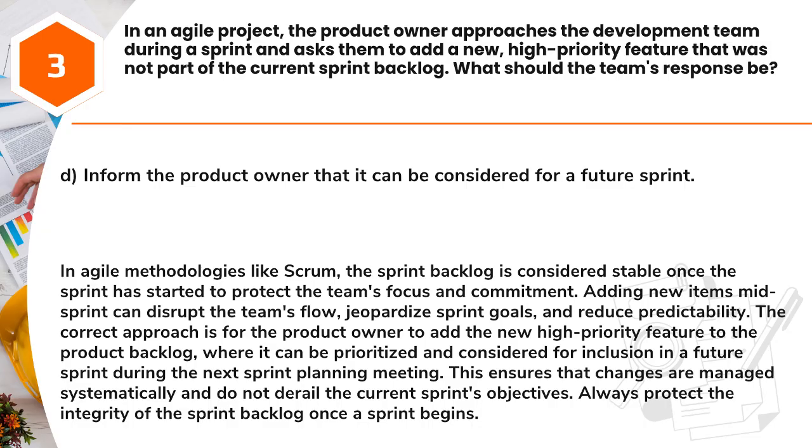In agile methodologies like Scrum, the sprint backlog is considered stable once the sprint has started to protect the team's focus and commitment. Adding new items mid-sprint can disrupt the team's flow, jeopardize sprint goals, and reduce predictability. The correct approach is for the product owner to add the new high-priority feature to the product backlog, where it can be prioritized and considered for inclusion in a future sprint during the next sprint planning meeting. This ensures that changes are managed systematically and do not derail the current sprint's objectives. Always protect the integrity of the sprint backlog once a sprint begins.